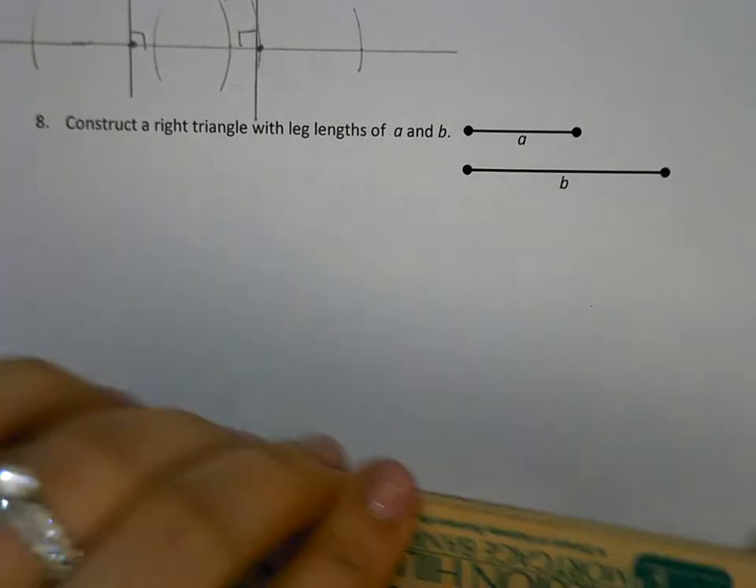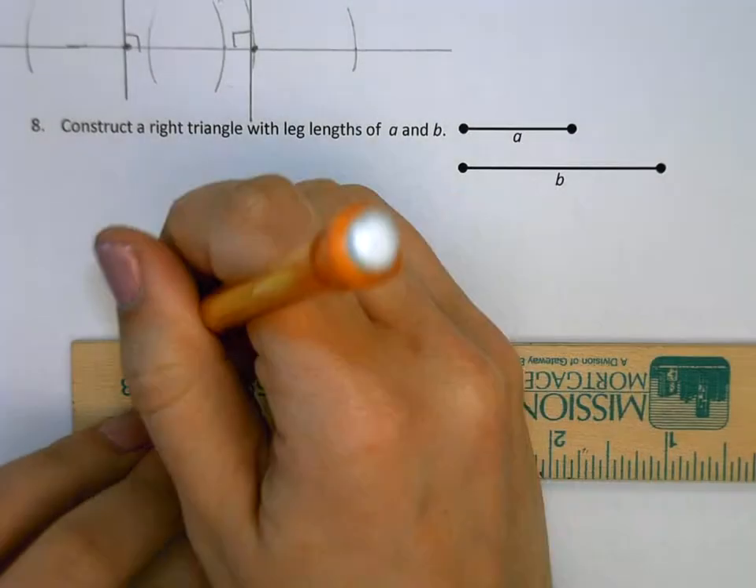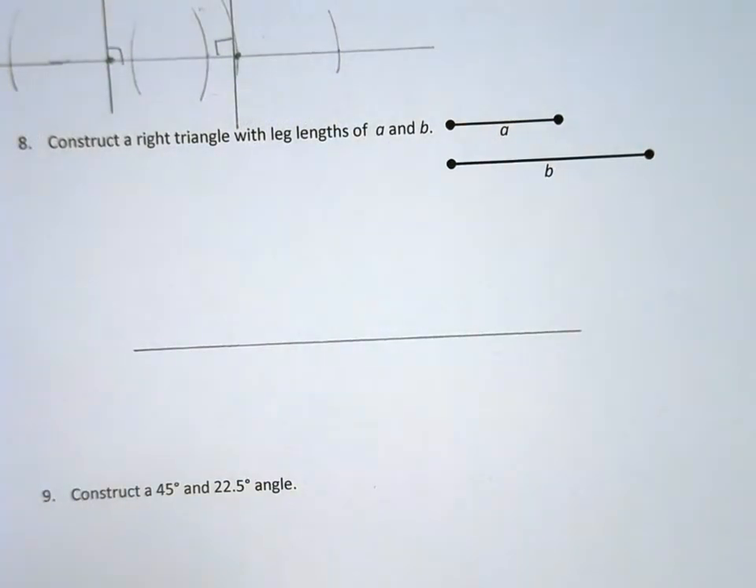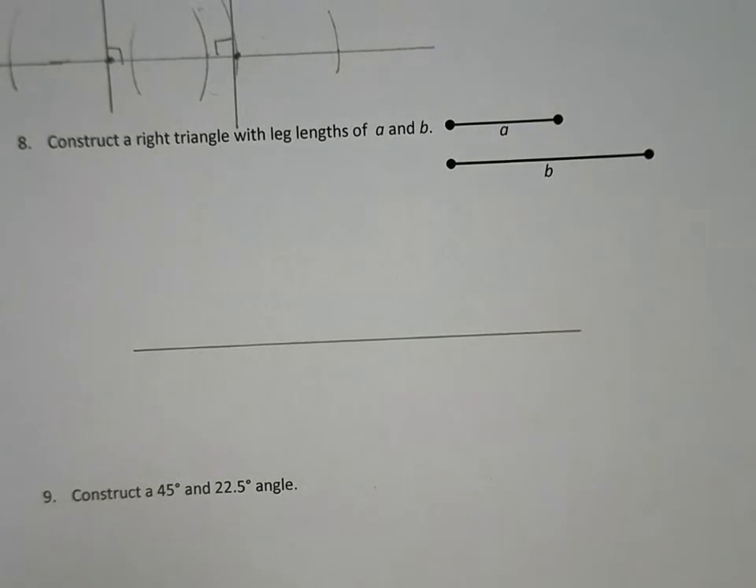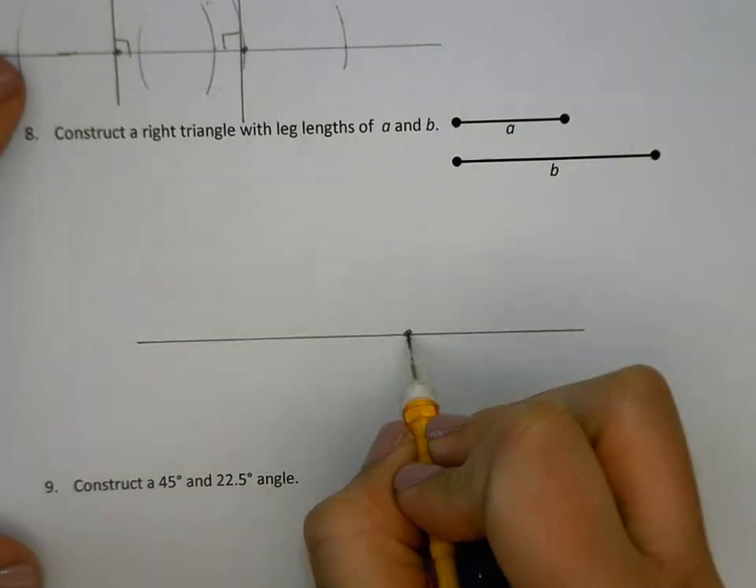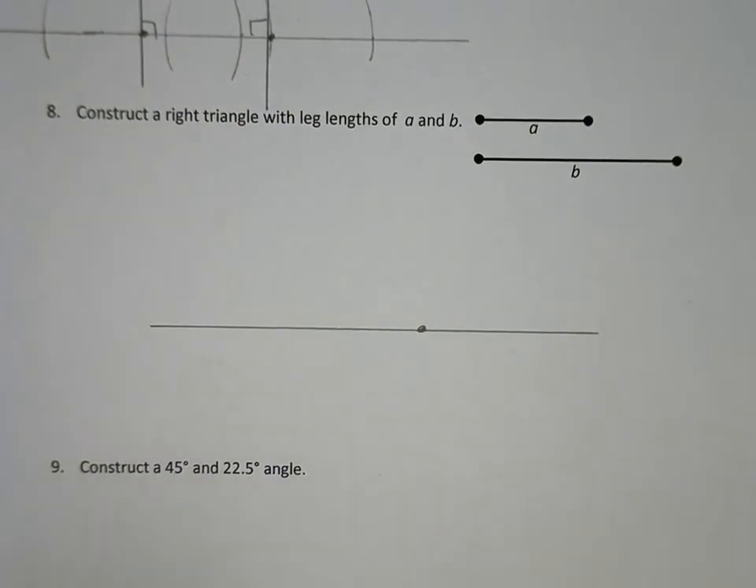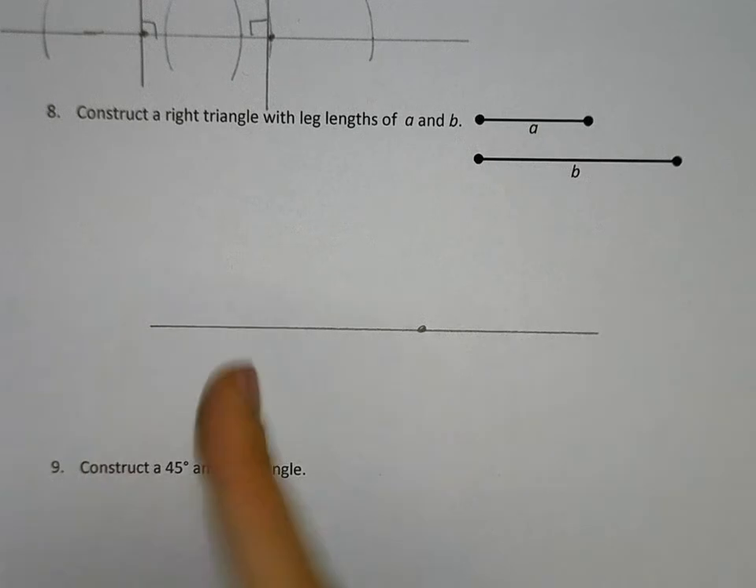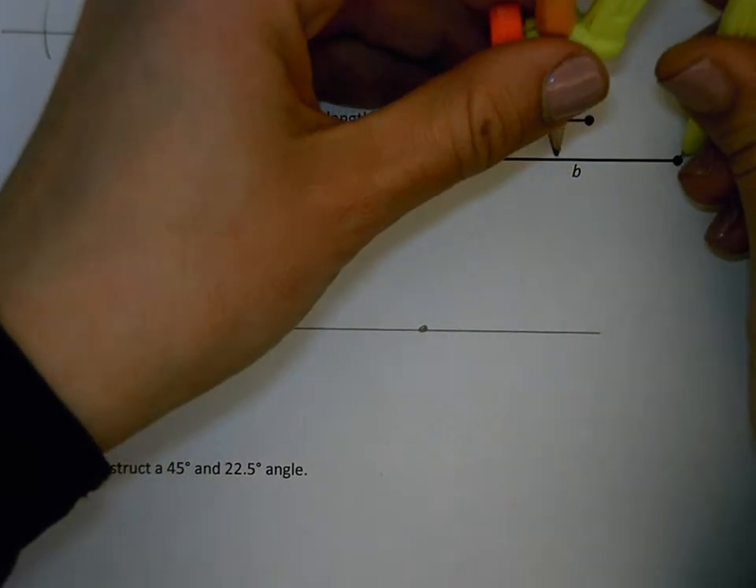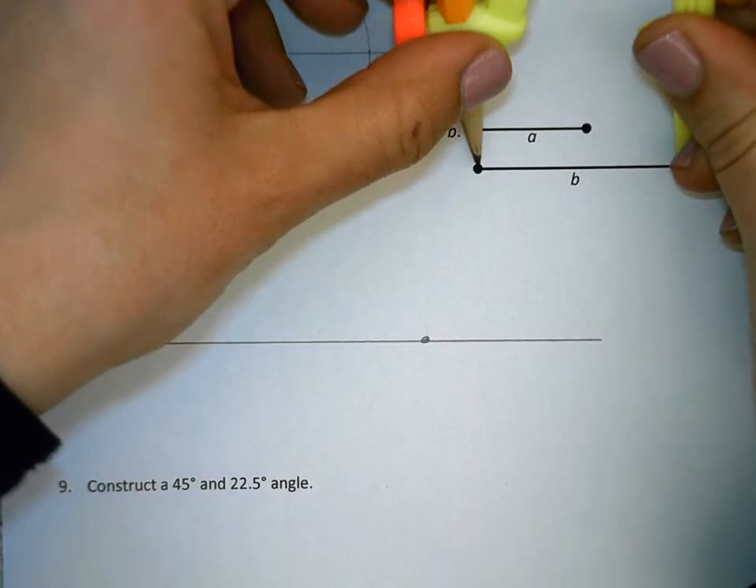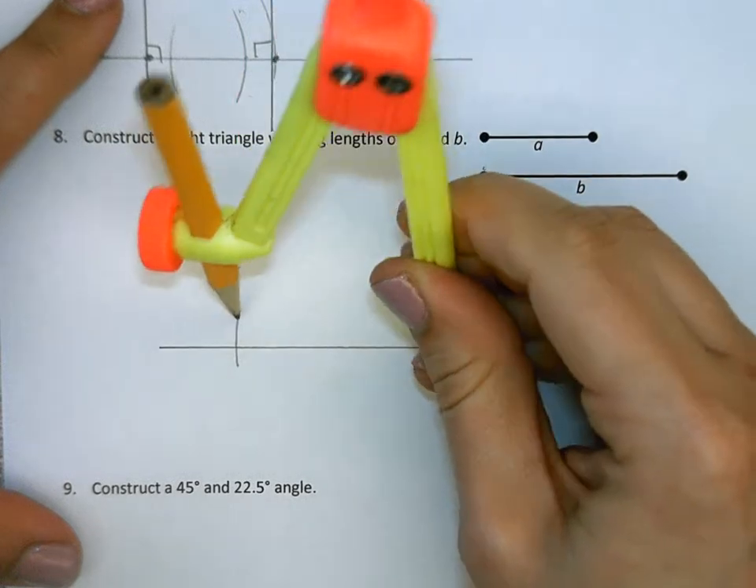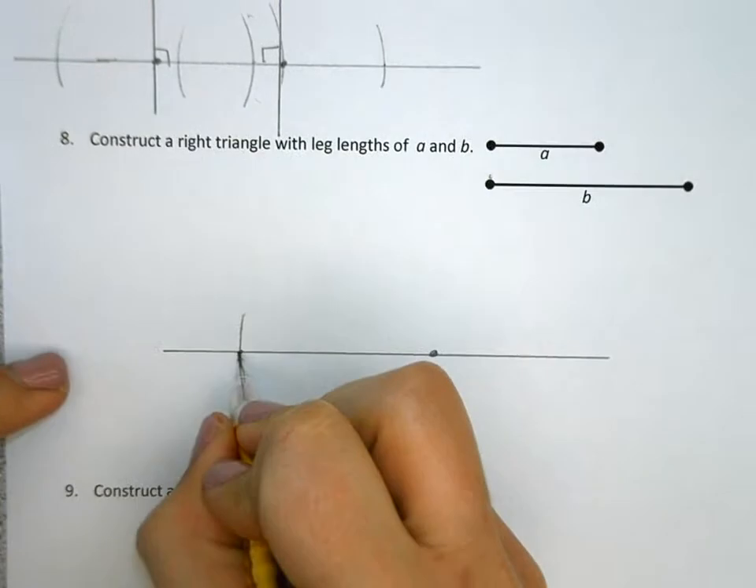So draw a line on your paper. Somewhere in the middle, pick a point. I don't really care where. And I'm going to have B be the bottom. Is everybody okay with that? Because I have more space going this way. So copy segment B. So there's segment B.